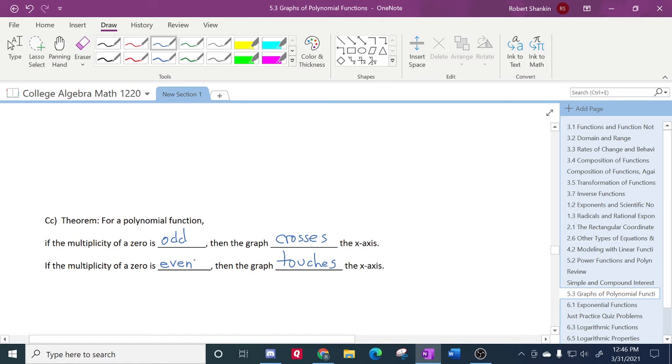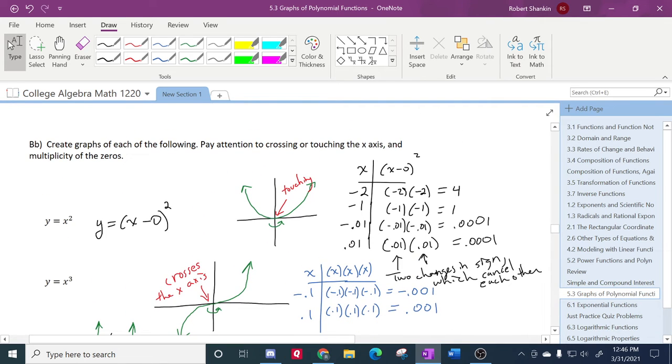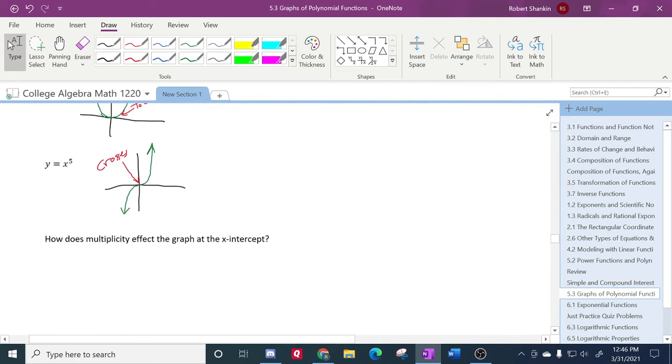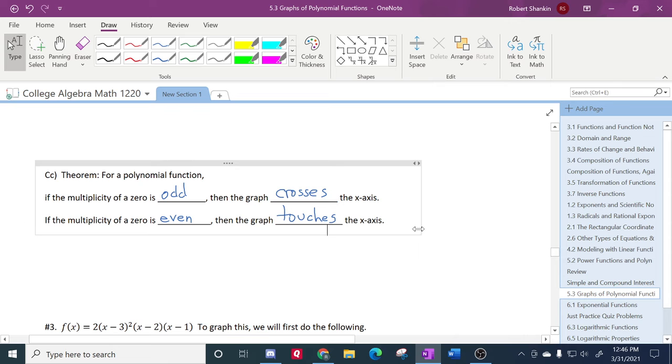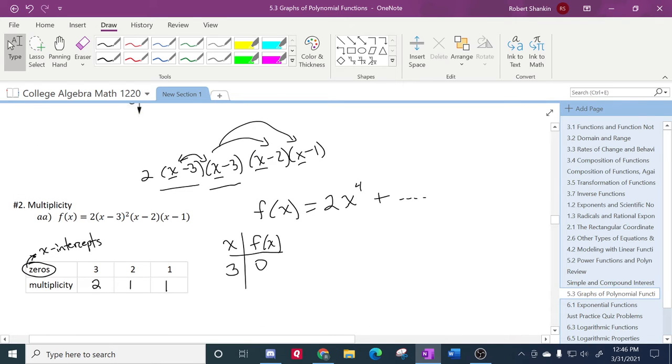If the multiplicity is odd, then what happens is when you cross over and change from a negative input to a positive input, it causes an odd number of changes in sign, and that'll change the sign. But if it causes an even number of changes in sign, it'll stay the same sign, so it just winds up staying above the x-axis both places, or if it was below, it stays below. Okay, crosses and touches. All right, so the function that we started with was this one.